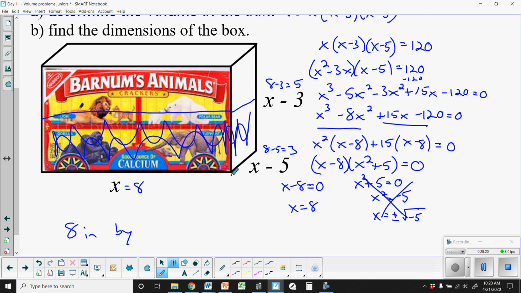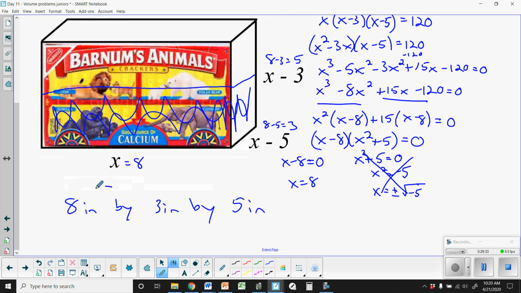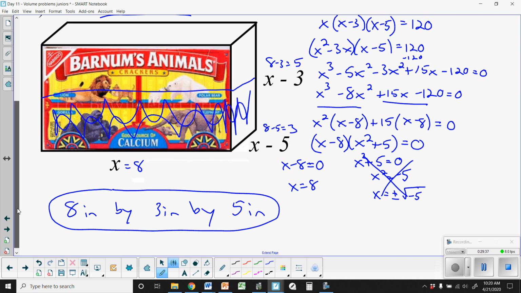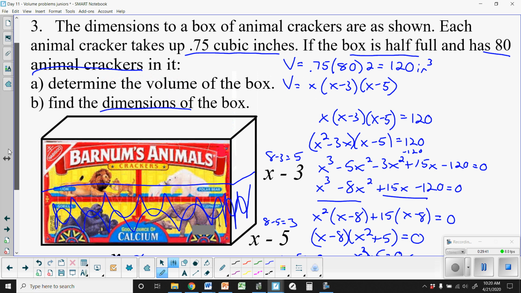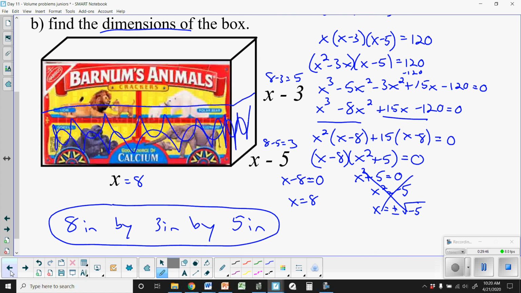by 3 inches by 5 inches. Remember, our problem said to find the dimensions of the box. Dimensions of the box means that we have to find this part. All right, so go measure your animal cracker box. Is it 8 inches by 3 inches by 5 inches? It is, great. Okay, so nice work. And then let's go on to correct our assignment here.